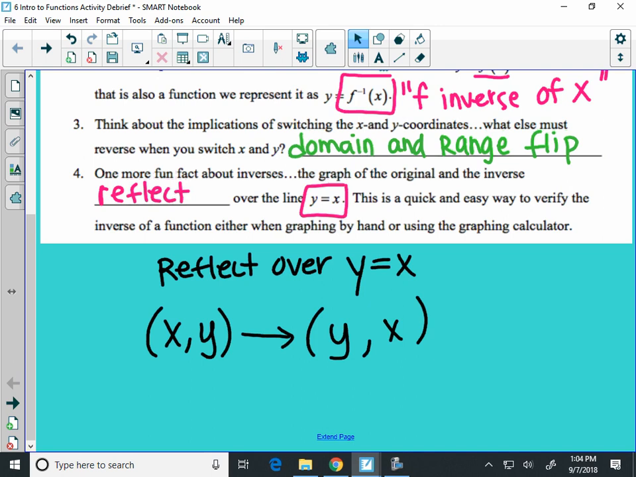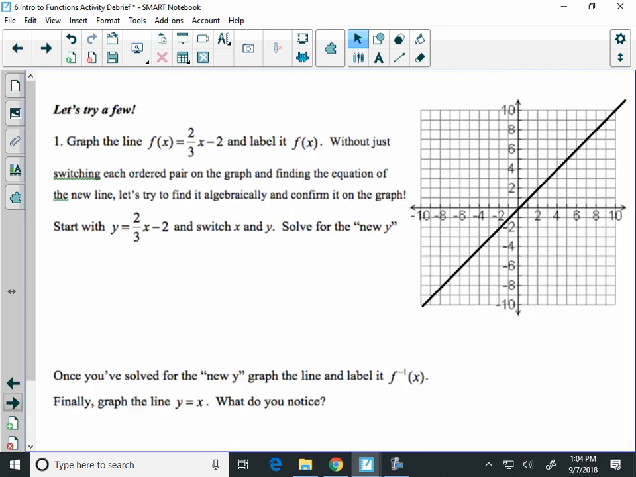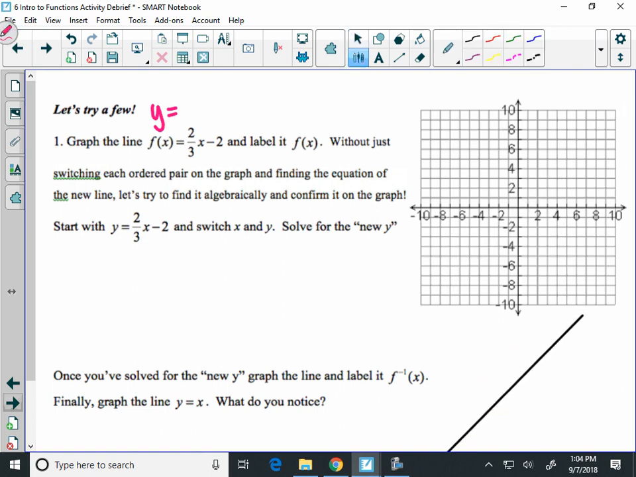Okay? Alright, so let's review what we did yesterday. Let's look at the first example here. We have a graph. We can all graph a line. So let's all graph the line f of x equals 2/3 x minus 2. Now, I won't point out that this f of x is the same thing as y equals, just in case, but let's graph that line. So we start at negative 2. We have a positive slope, up 2/3.